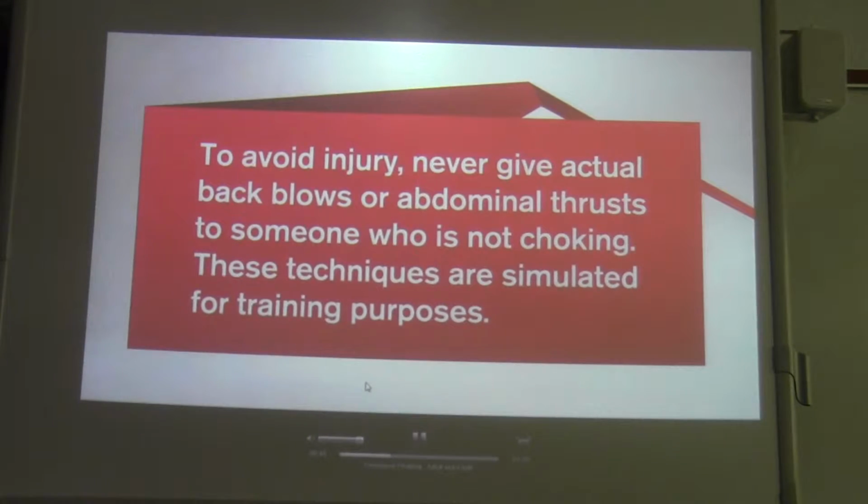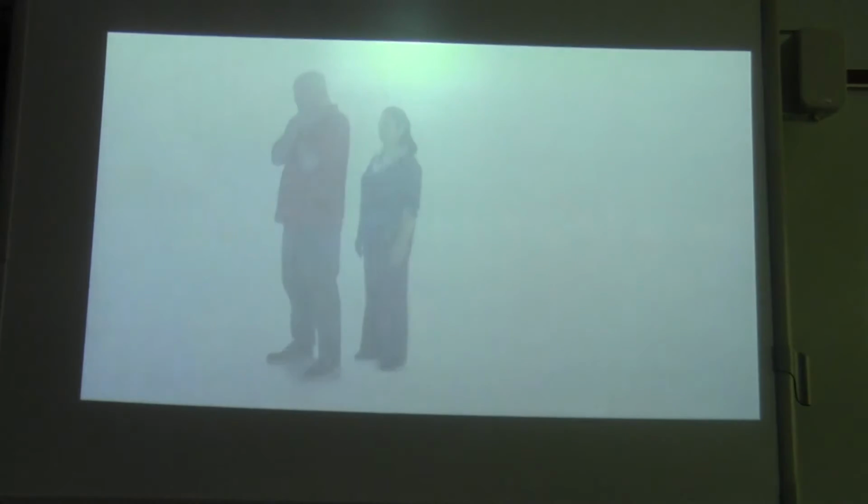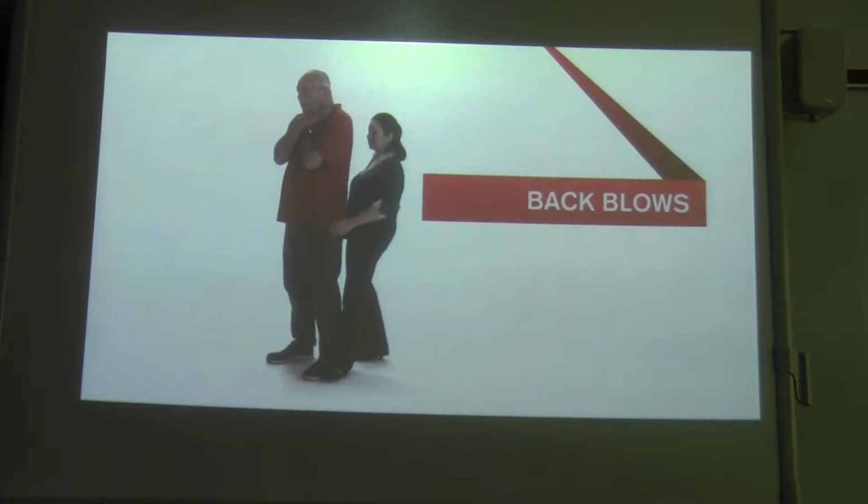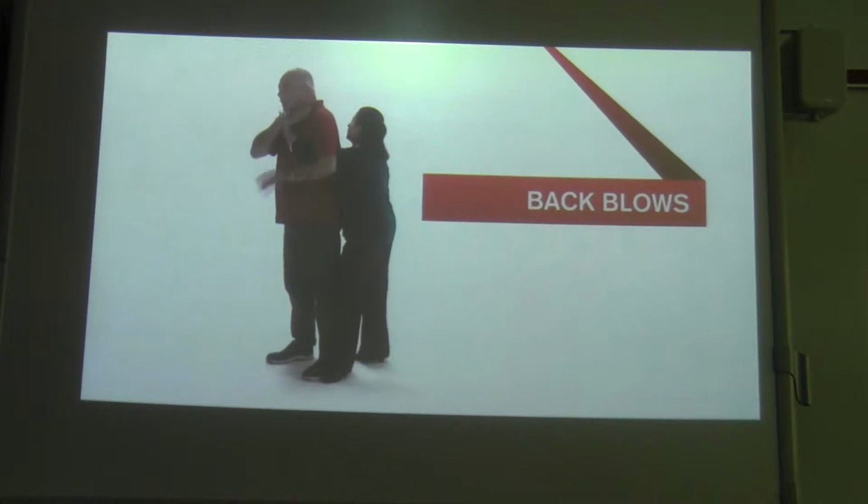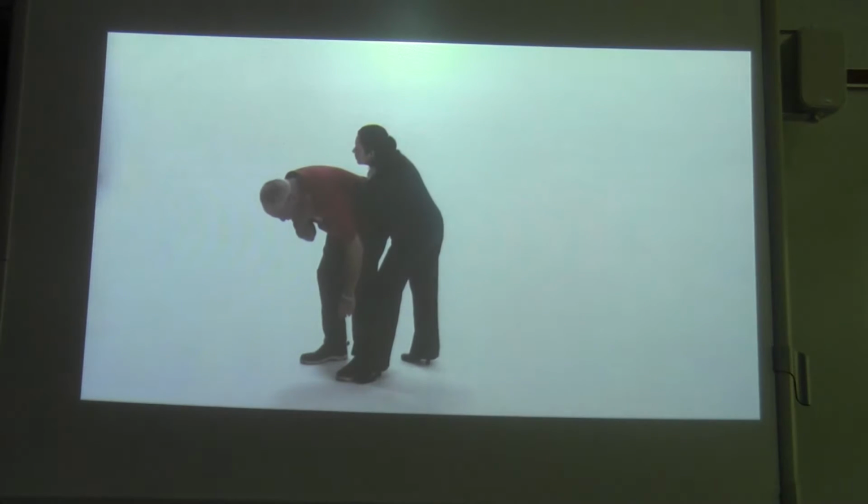Clear the airway obstruction. To avoid injury, never give actual back blows or abdominal thrusts to someone who is not choking. These techniques are simulated for training purposes. Provide support by placing one arm diagonally across the chest. Bend the person forward at the waist so his upper airway is at least parallel to the ground. This will help ensure that the object will not go back down the person's throat.